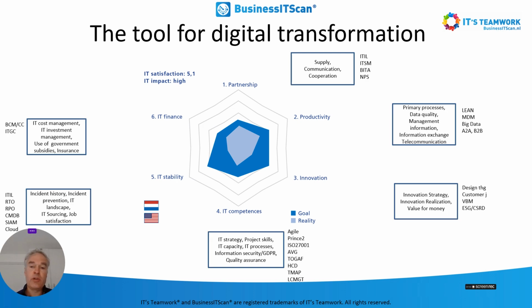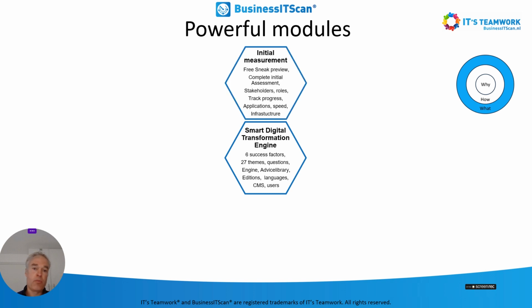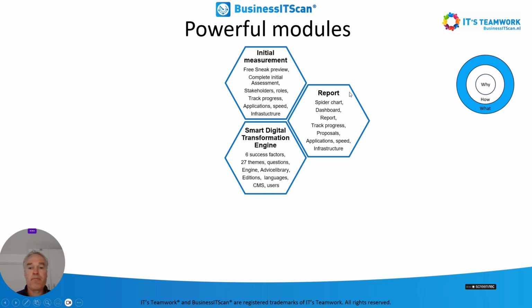In those 27 themes, we included many standards, methodologies, and frameworks that are available, and we assess the current state, including ESG. What's the current state of an organization looking at sustainability? So we included powerful modules. The first one is the initial measurement module, which gives a view on the current state. We deliver the insights in a report in real time, and the report is there in the form of a pie chart, a dashboard, and it's possible for all stakeholders to see the progress.